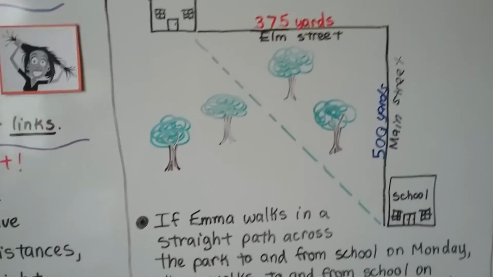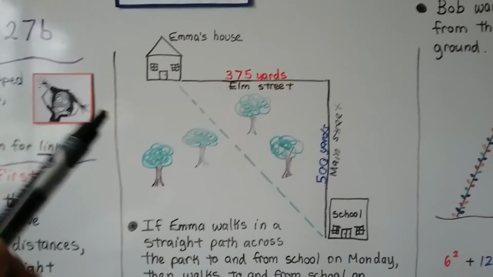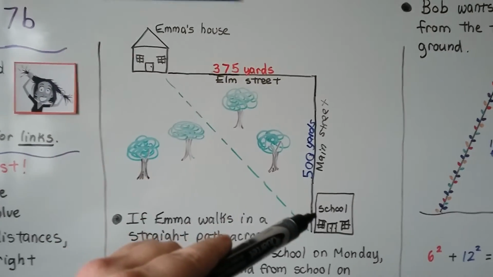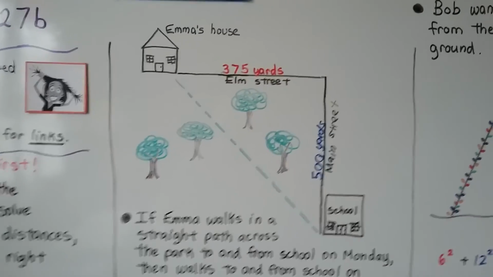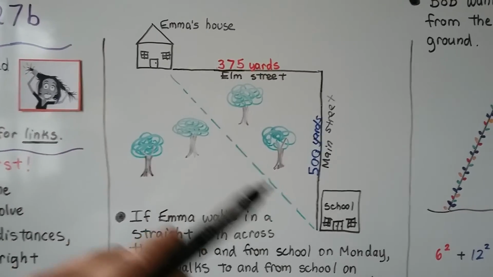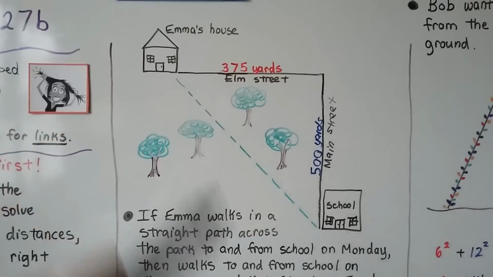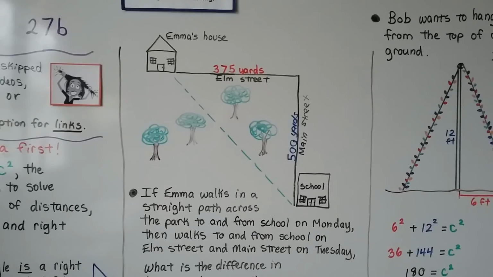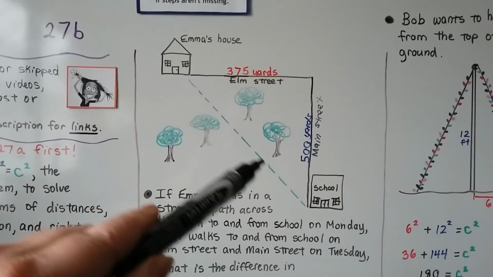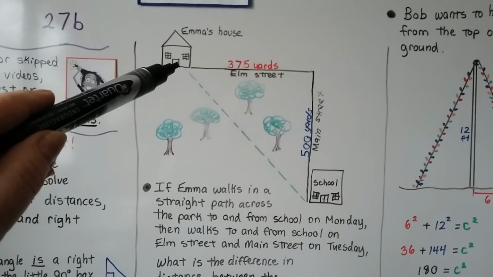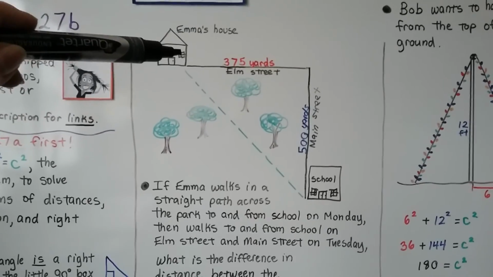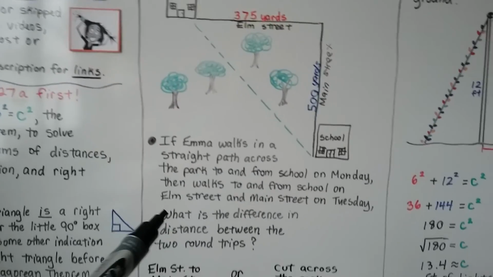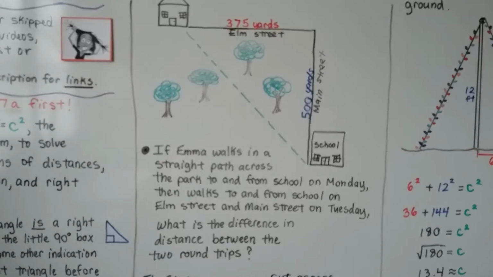So here we've got a diagram, and it shows Emma's house, and it shows that Elm Street is 375 yards this way, and then Main Street is 500 yards this way, and then there's her school. She also could cut across the park. That would be the hypotenuse of this right triangle, wouldn't it? If Emma walks in a straight path across the park to and from school on Monday, so that's how she gets to school and back on Monday, and then she walks to and from school on Elm Street and then Main Street and then back, what is the difference in distance between the two round trips?